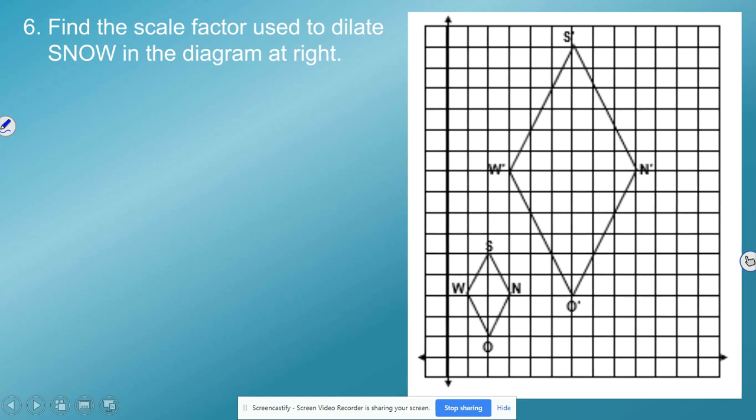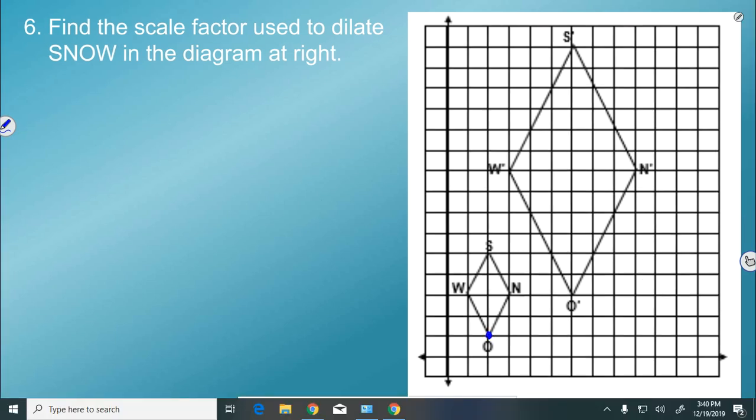Okay, so now we're going to find the scale factor using this image. So we only have to really look at one of the coordinates to do this. So I'm going to use the O's here. This O is at 2, 1, where this O is at 6, 3. So I need to think about what did I do to 2, 1 to get to 6, 3, since that's our prime one, or I could simply divide the prime by the original. So it looks like it's 6 divided by 2, which is 3. And 3 divided by 3 is 1, or 1 times 3 is 3. So my scale factor is 3.